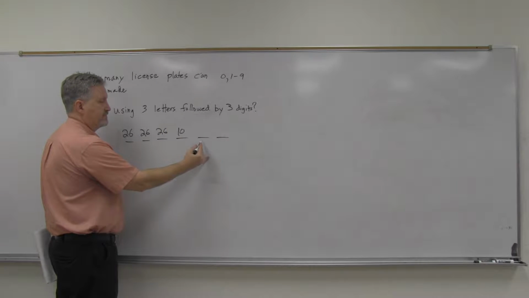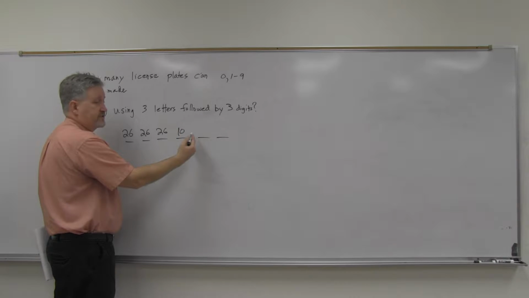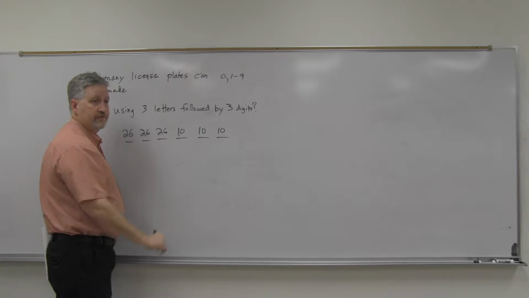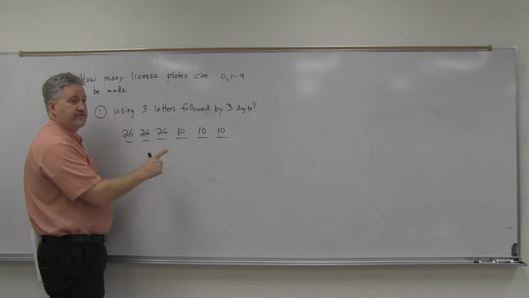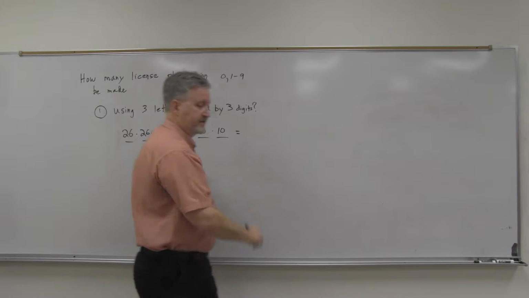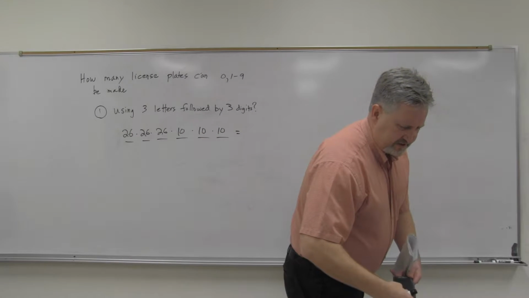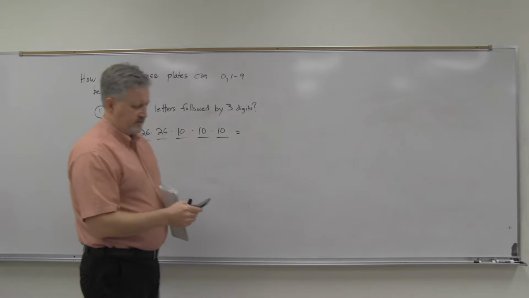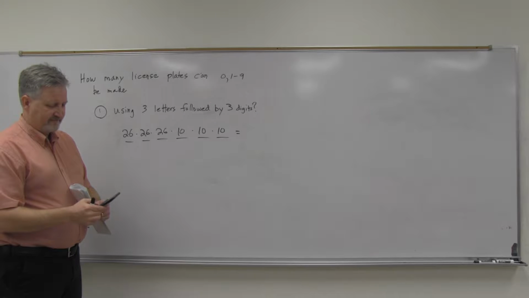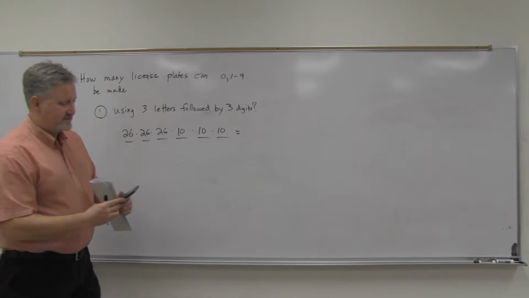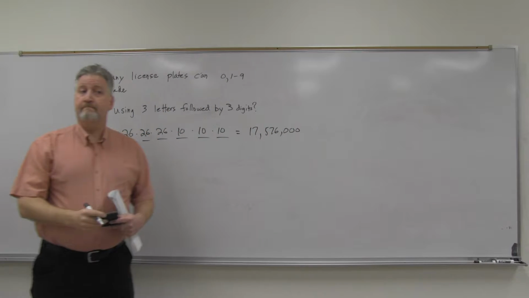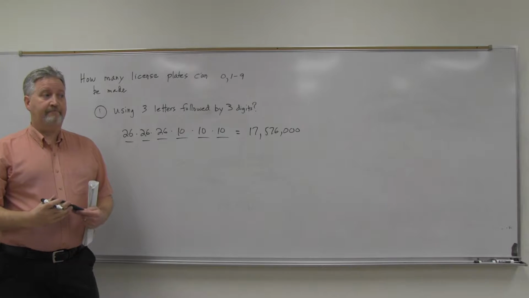And then for the next blank, again, there's no restrictions. You can repeat digits. So you still have 10 here, and then 10 more here, right? Fundamental counting principle says, what do we do with those? Multiply them together. So 26 times 26, and then times 10 times 10 times 10, or 26 to the 3rd times 10 to the 3rd. How are you going to do that? I get 17,576,000. Anybody else get that? Anybody try?